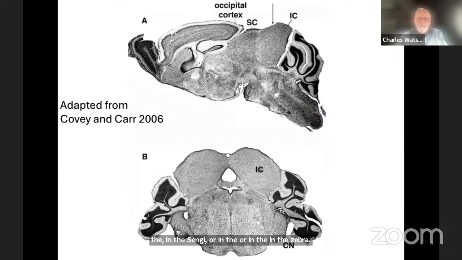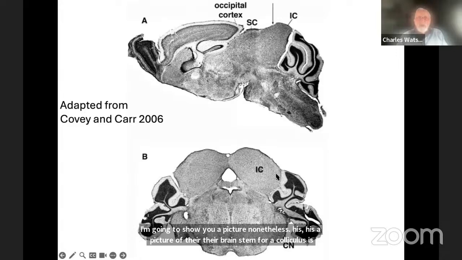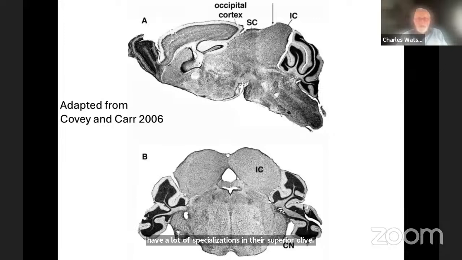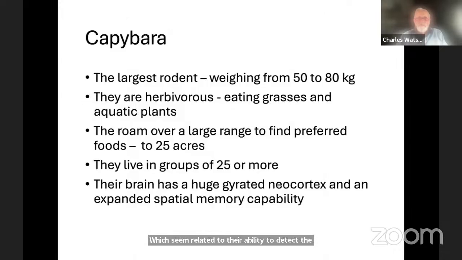Here's a picture of their brainstem. The inferior colliculus is certainly larger than you would expect for an animal of that size. And you can see at the top, perhaps even better, here's the superior colliculus. The inferior colliculus is bulged right up above there. And they have a lot of specializations in their superior olive, which seem related to their ability to detect the three-dimensional nature of the echolocation.